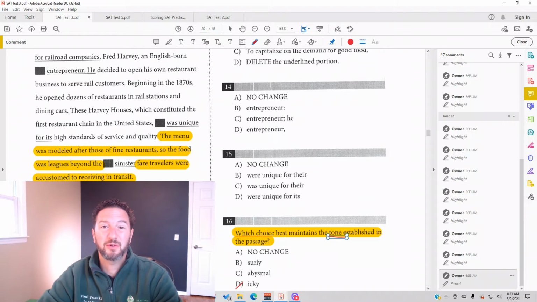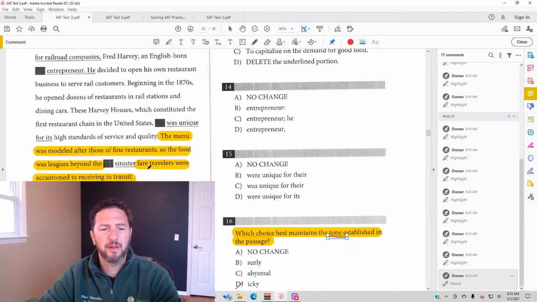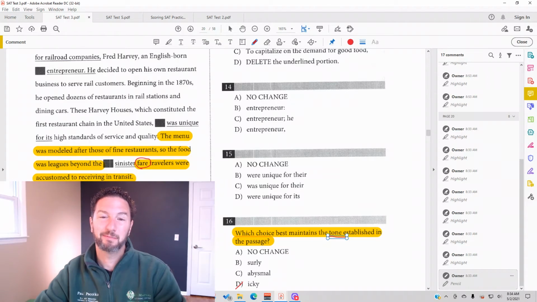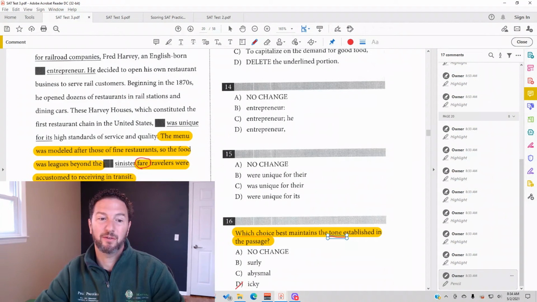This is not just a tone question or eliminate informality question. It's also a diction question. So what else do we have here? We have sinister. And by the way, what does fare mean in this context? F-A-R-E here means food. Now we're talking about riding on the train, so students all the time think that this is how much money they have to pay to get a ticket, but it actually means food in this context. So then it makes more sense also, but what's sinister mean?